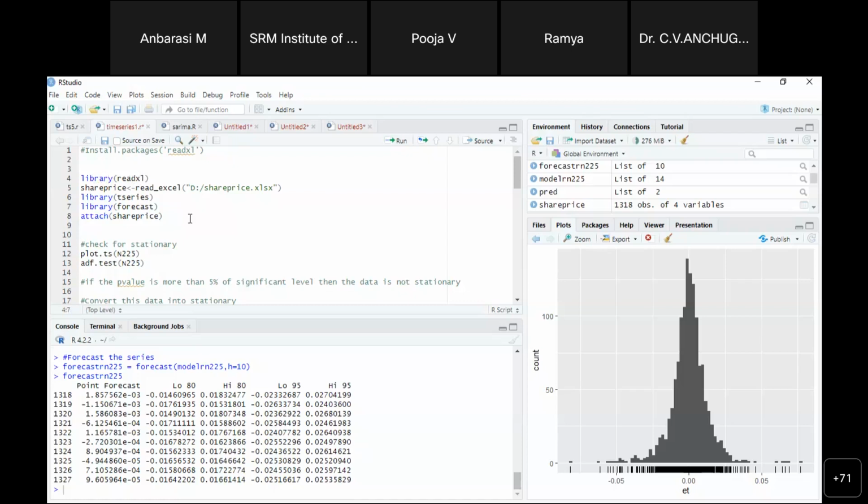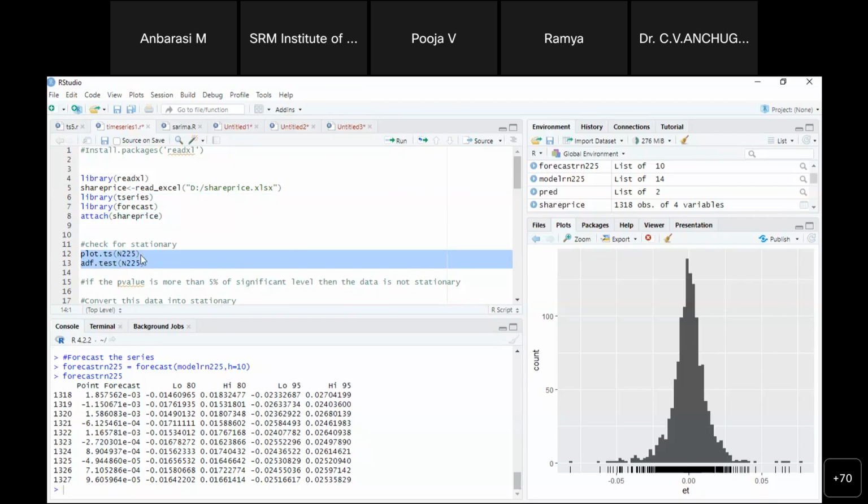Okay, yeah, sure, ma'am. See, first we have to install the packages, all the packages. Once we have done installation, the first step is to import the data. Once you have imported the data, we have to attach the data file. So here we have to read the data, and then import the libraries also. After that, we attach the data file, and then check whether the data is stationary or not.